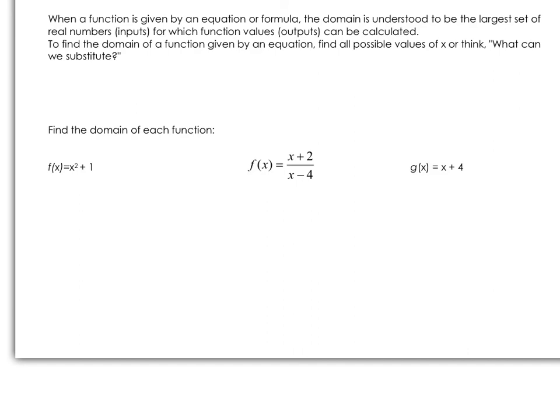So looking at our first example, f of x equals x squared plus 1. Think about what can x be. Can x be positive? Sure. Can it be negative? Yeah. Can it be fractions? Sure. 0? Yeah. Integers? Yeah. So x can be anything. All reals. All real numbers. That's our domain.